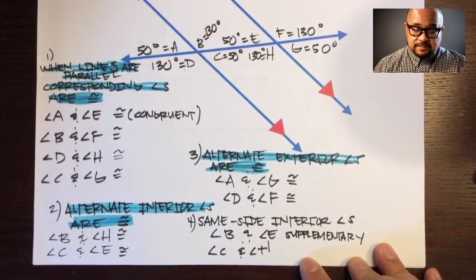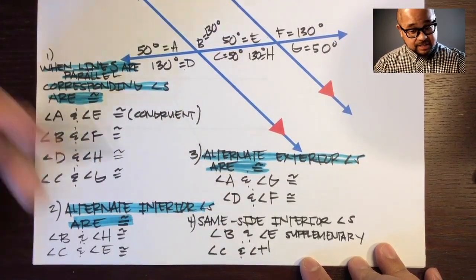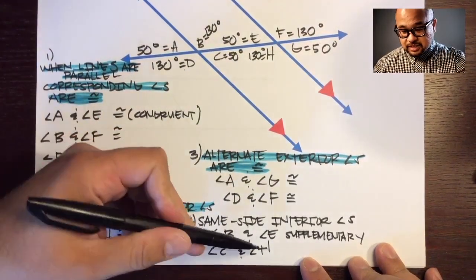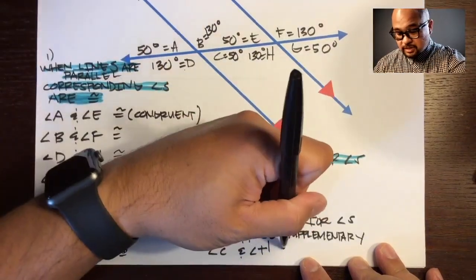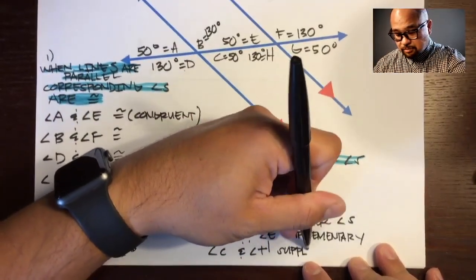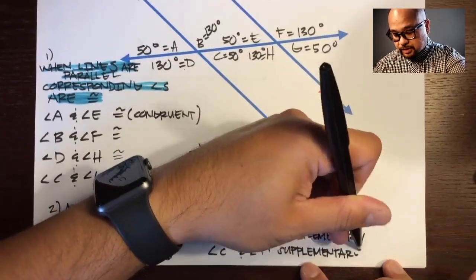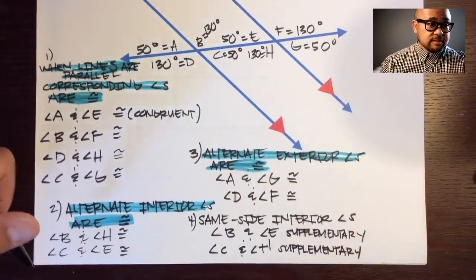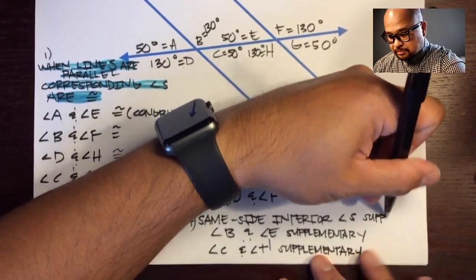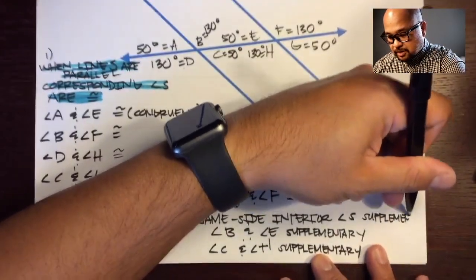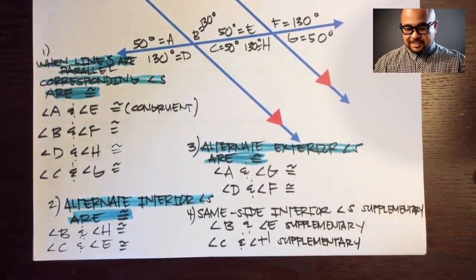Let's see if that's consistent with the other pair of same side interior or consecutive interior angles, C and H. These two also, their sum is 180 degrees, so they are also supplementary. So what's our conclusion about same side interior angles? They are supplementary, and hopefully that fits on your piece of paper. So let's highlight that one.